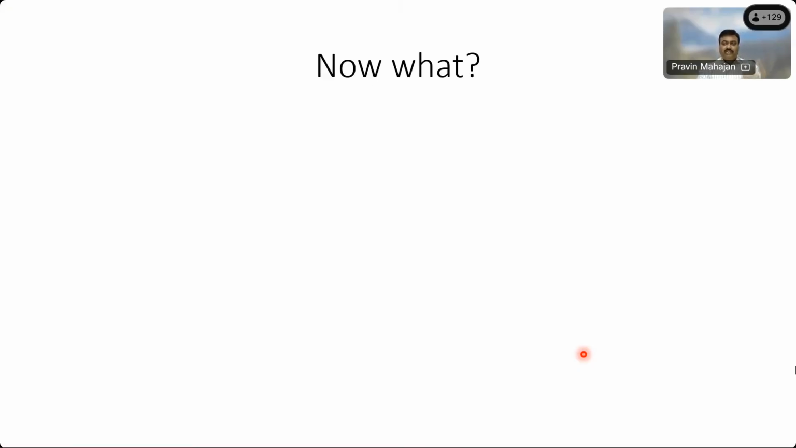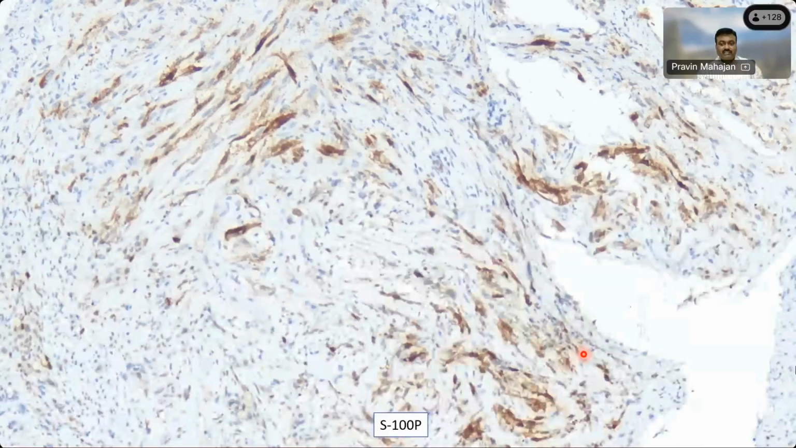Actually, I'll come to why I didn't do CD30. Whatever markers I did, I got the results. CD34, no, I didn't do CD34. Okay, so now what? But you see, in some area, S100 was actually positive. You see the S100. The majority of areas were negative, which I showed in the first image, but in one area it was nicely positive, very nice.